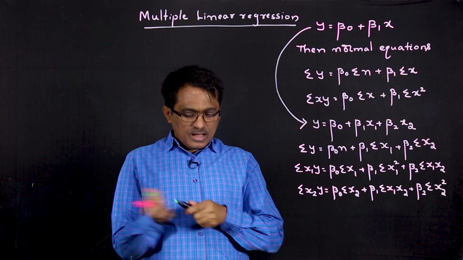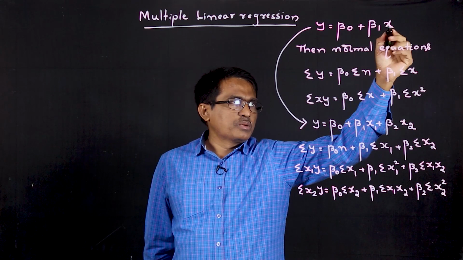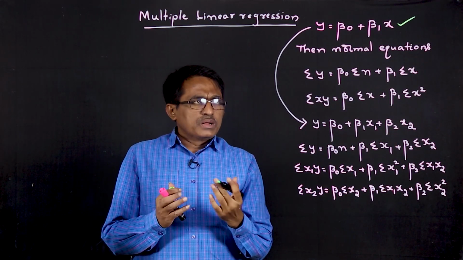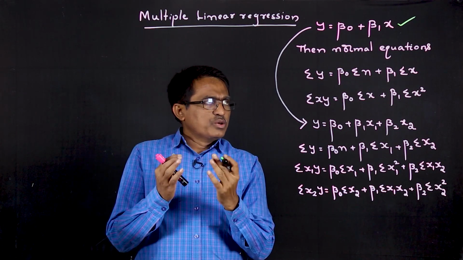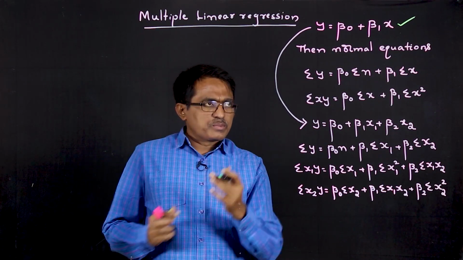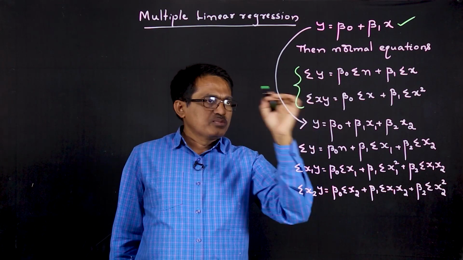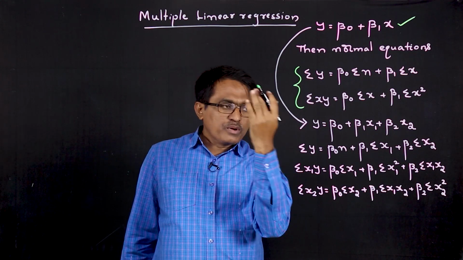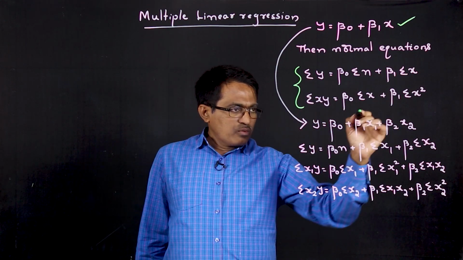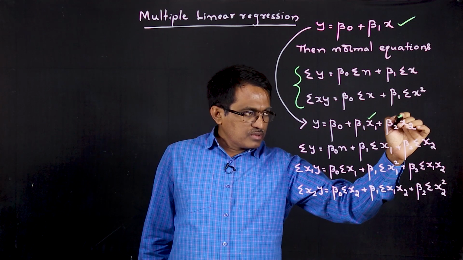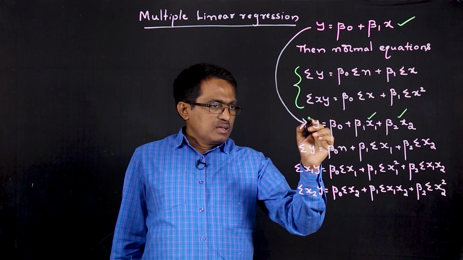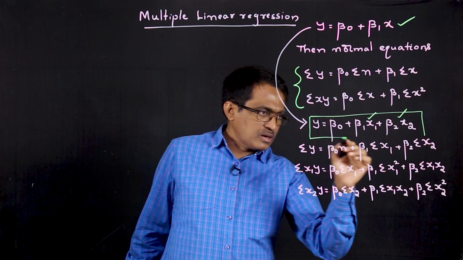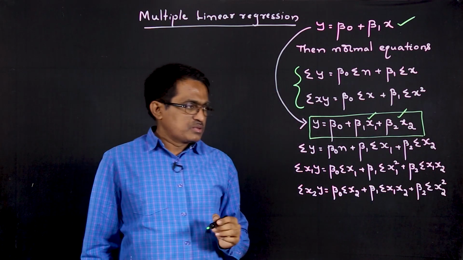So this is already what we are familiar with. If y equal to beta naught plus beta 1 x, we already derived that with the help of the method of least squares, and we used the maxima-minima type of concept to arrive at these two equations. Now suppose we had multiple linear regression, where we had two independent variables x1 and x2, and the corresponding linear expression is y equal to beta naught plus beta 1 x1 plus beta 2 x2.